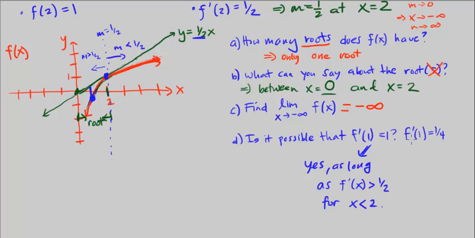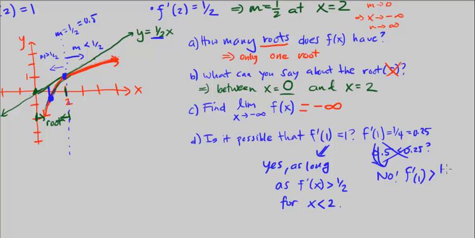Okay, how about f prime of x at 1, can it be equal to 1/4? Well, 1/4 we know is 0.25, and 1/2 we know is 0.5. And is 0.5 going to be less than 0.25? No. So this one we cannot have, right? It must be greater than 1/2, and this is less than 1/2. F prime of 1 must be greater than 1/2. Must be.